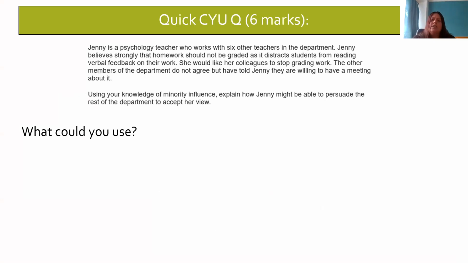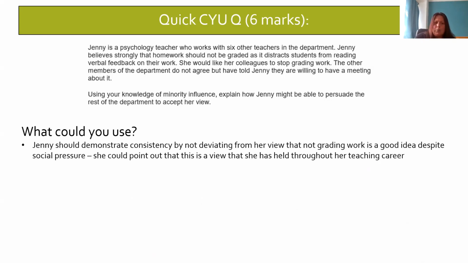Jenny is a psychology teacher who works with 6 other teachers in the department. Jenny believes strongly that homework should not be graded as it distracts students from reading verbal feedback on their work. She would like her colleagues to stop grading work. The other members of the department do not agree, but have told Jenny that they are willing to have a meeting about it. So use your knowledge of minority influence and explain how Jenny might be able to persuade the rest of the department. So we've got 6 marks. So again, try and work your way through as many of the processes as possible.